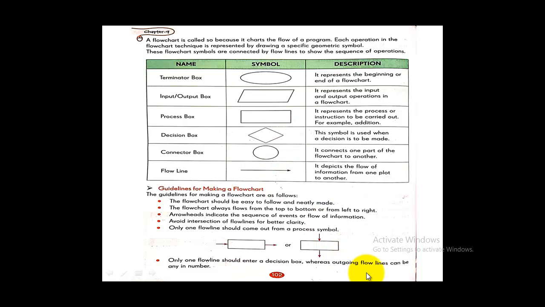Whereas outgoing flow lines can be any in number. So on checking, the result is yes or no. We can handle multiple outgoing flow lines, but only one flow line should enter.